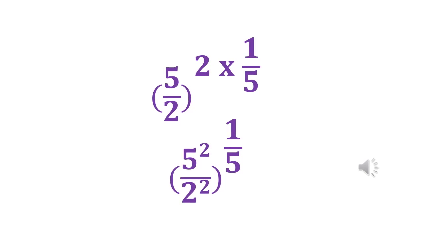The next thing we are going to do here is we use the power 2, the exponent 2, as the square on the numerator and denominator. So we have (5 squared over 2 squared) in brackets all raised to power 1 over 5.